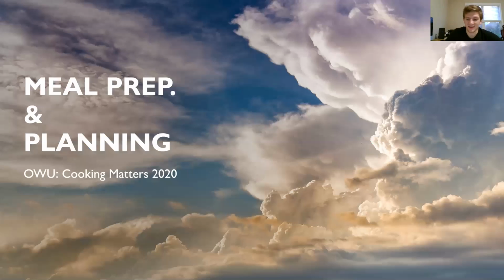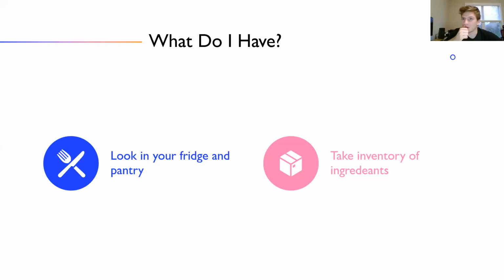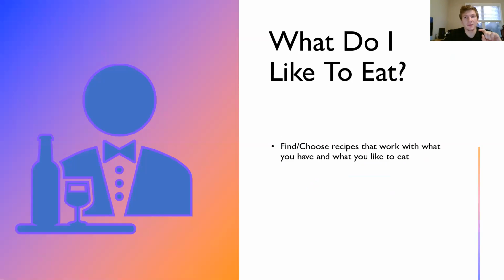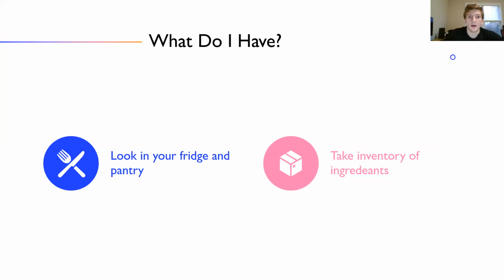Meal prep and planning. So it's going to start out with two basic questions that you're going to want to ask yourself. What do I have and what do I like to eat? But we're going to start just with what do I have? That entails what do I have in my pantry and what do I have in my kitchen or fridge.